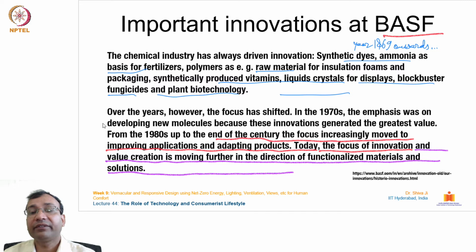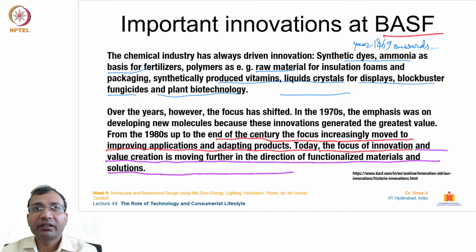Another example from a very famous, very big company, BASF. It's a hardcore research and innovation based company. They have been coming up with very innovative products for a long time, and they have given very functional and utilitarian products to consumers, to people. So let's see their journey, how they have come up with some innovative products.